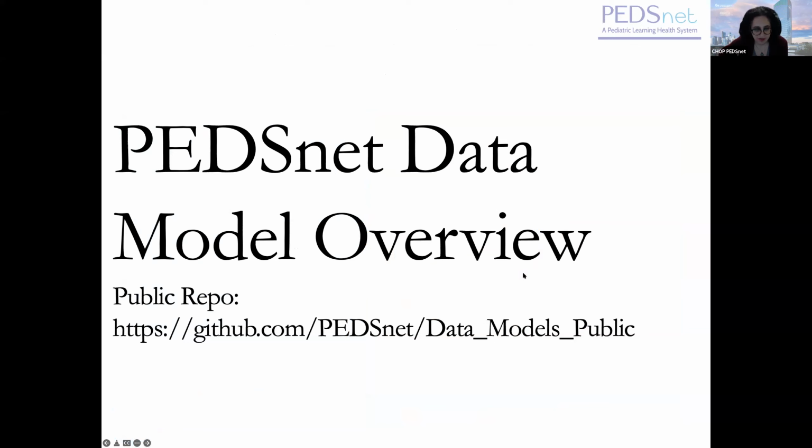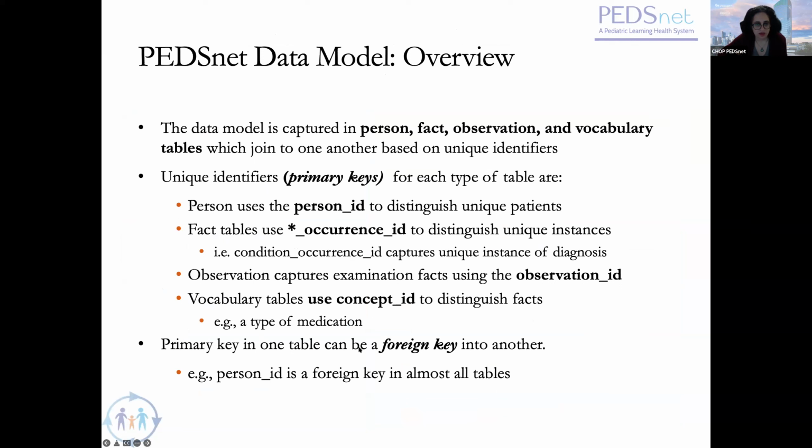So the PEDSnet data model overview, as I mentioned, we have all of our conventions publicly available on GitHub, and the link is right here. The data model is captured in person, fact, observation, and vocabulary tables. The PEDSnet data model is almost completely aligned with the OMOP data model, with some key differences, which we'll go over a little bit later. And just like any database table, there are primary keys, which are unique to each table. So in the person table, the person ID is the primary key. And then there's condition occurrence ID, visit occurrence ID, and these are unique IDs for those tables.